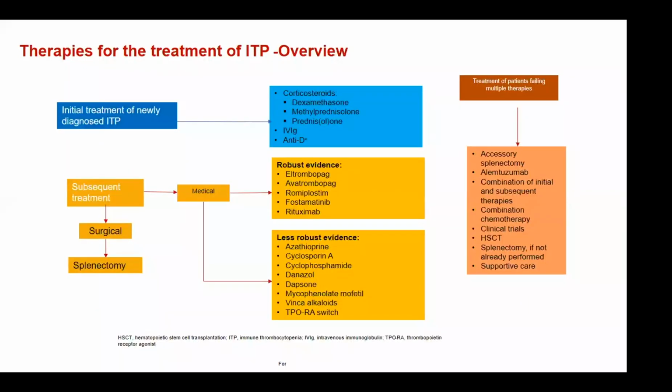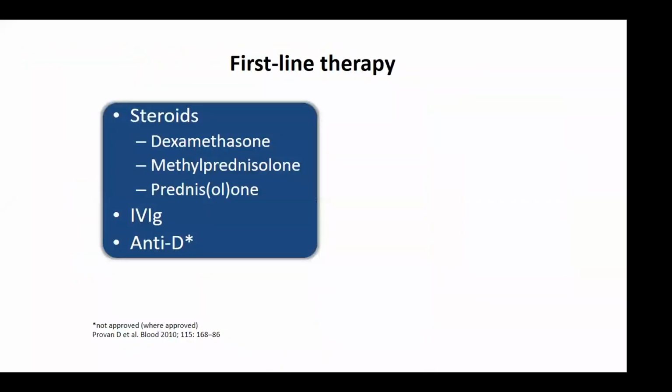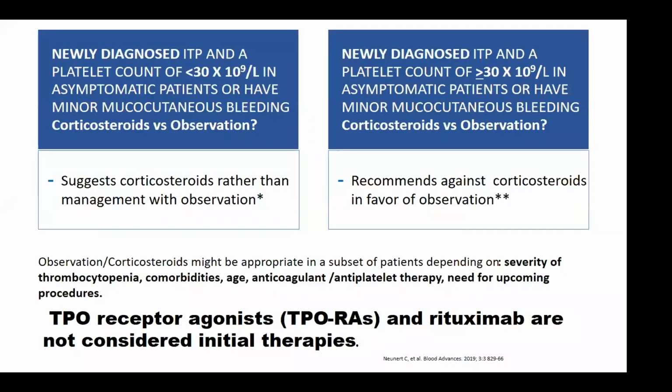This scheme shows the management of initial treatment of newly diagnosed ITP. We have corticosteroids, we have 3 types of steroids, IVIG and anti-D, and the patient with subsequent treatment, and Dr. Fadi will talk about this topic after my presentation. For first line treatment, we have steroid, IVIG, and rarely nowadays anti-D. We have 3 types of steroid: dexamethasone, methylprednisolone, and prednisolone.